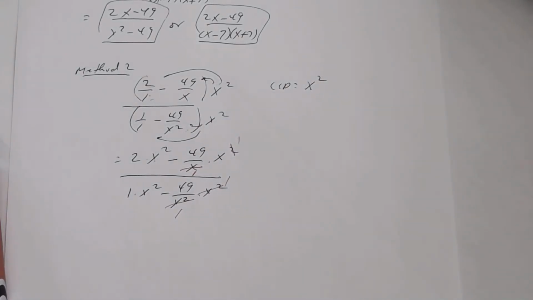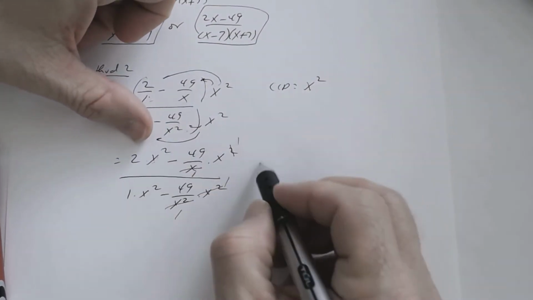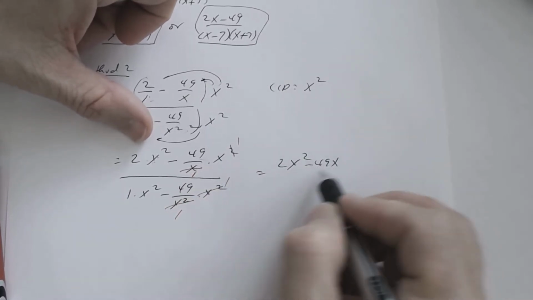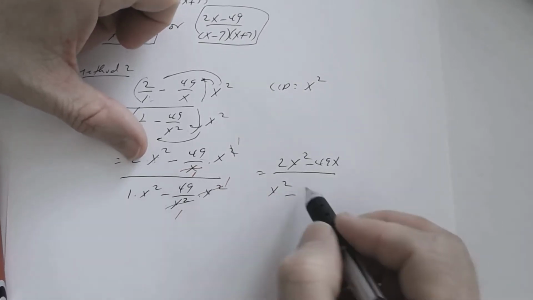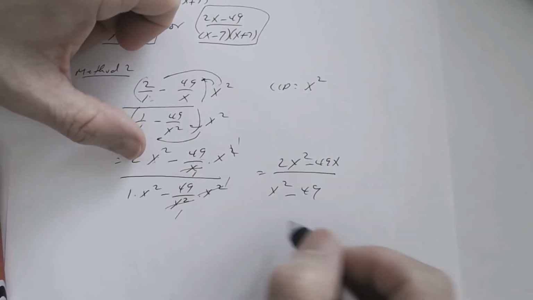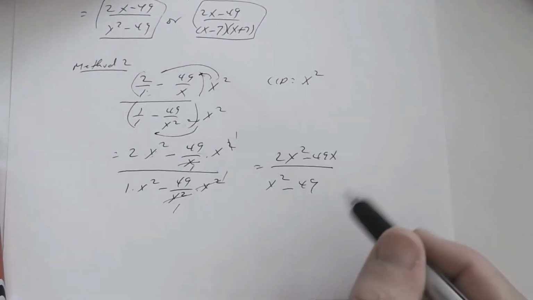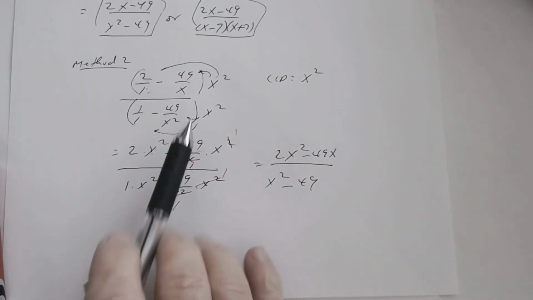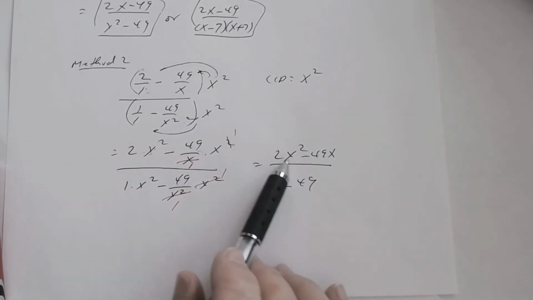And so basically what you have then is 2x squared minus 49x divided by x squared minus 49. And then notice, let's see, am I missing anything? Because in the other one I got, nope, I think, no, I'm good. No, let's think about this. All right, let me make sure I did this right. So x, I got 49x.